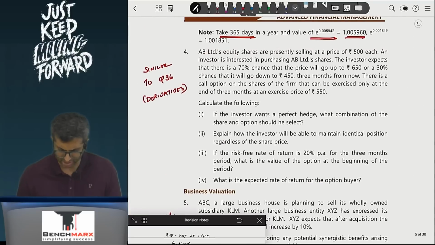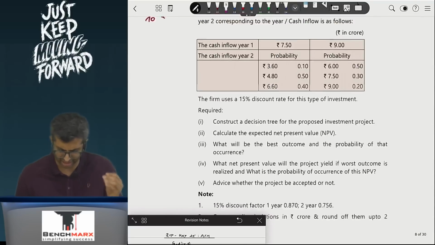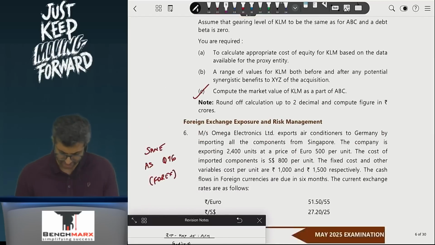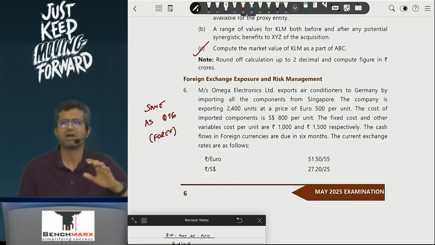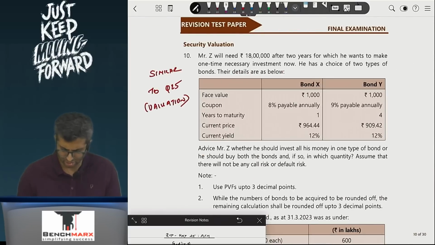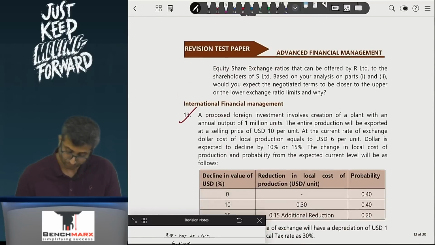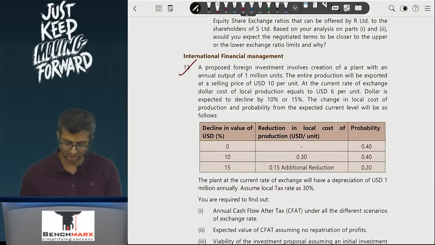Now the other questions 4, 5, 6, 7, 8 are exactly the same or similar, just with numbers being different, to materials in your books which you would have covered, and hence we'll probably discuss this quickly at the end. But other than that, they're not new questions. Another new question which I would say is there is question number 13 for AFM. So let us review question number 13 in AFM.